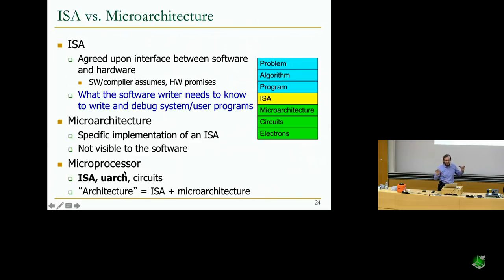Microprocessor, what's the term of the microprocessor? It really consists of all of them: ISA, microarchitecture, plus circuits. So if you hear the term architecture, traditionally it's been used to talk about ISA, but today things have evolved. Today, when people talk about architecture, it's really all of it. So I'm going to distinguish between ISA and microarchitecture when we talk.